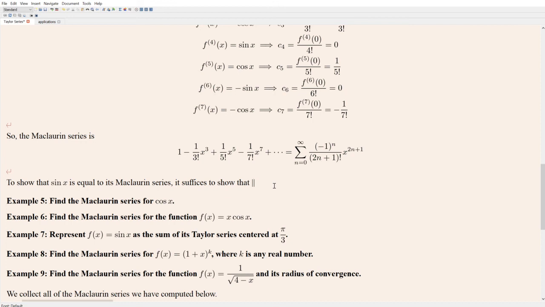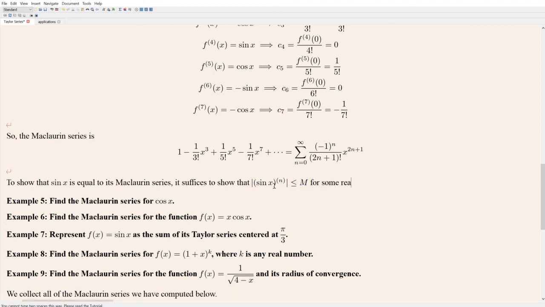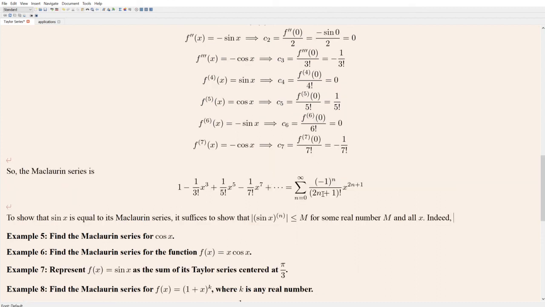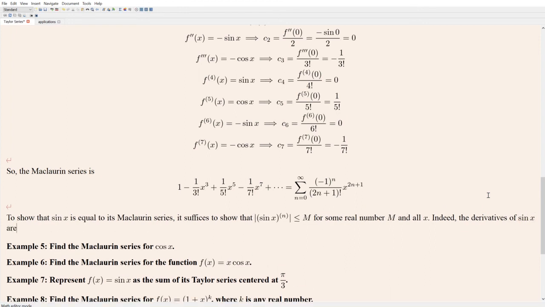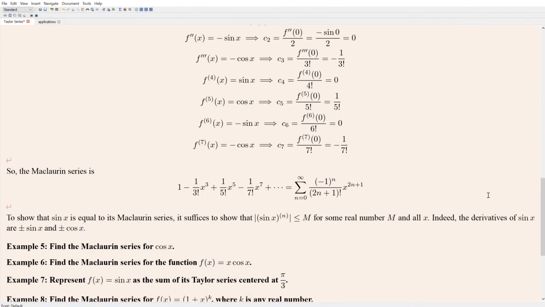So it suffices to show that the nth derivative of sine x is less than or equal to M for some real number M and all x. Well, indeed, the derivatives of sine are always going to be plus or minus sine or cosine, and those just keep on repeating forever.